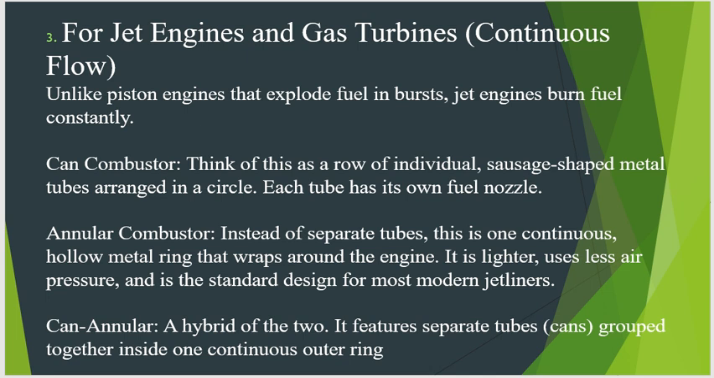We have annular combustion chambers. Instead of separate tubes, this is one continuous hollow metal ring that wraps around the engine. It's lighter, uses less air pressure, and is a standard design for most modern jetliners. We have can annular, which is a hybrid between annular combustors and can combustors. It features separate tubes like the can combustor grouped together inside one continuous outer ring. It has all the best features of the can combustor, but the simplicity of the annular one.